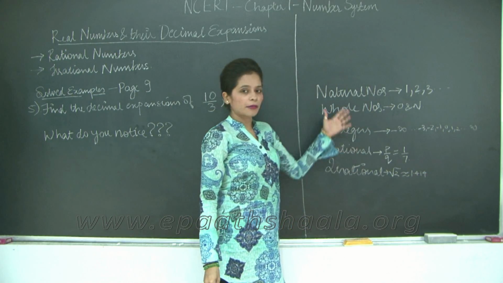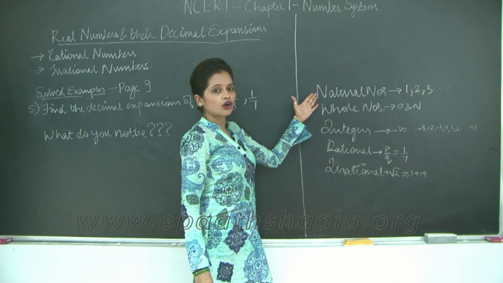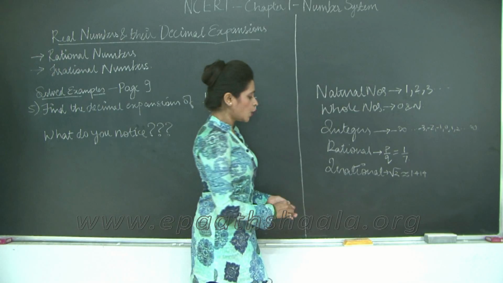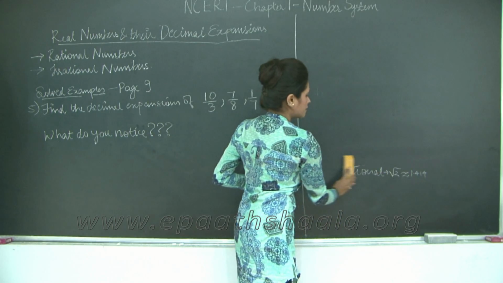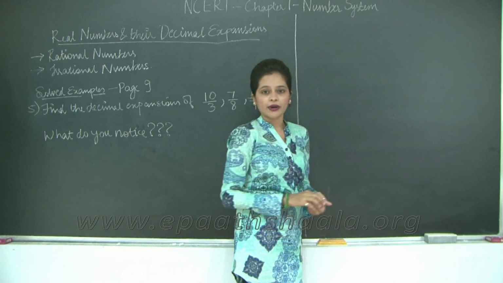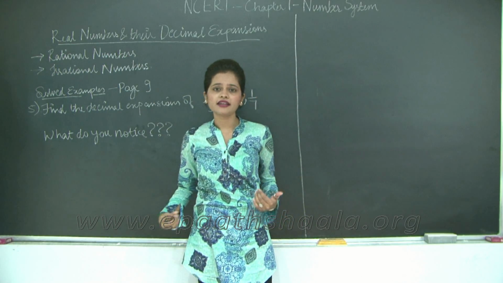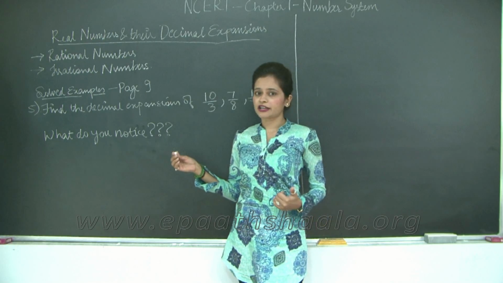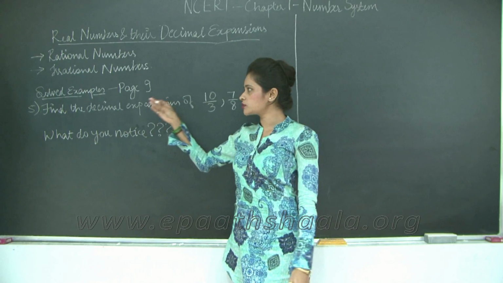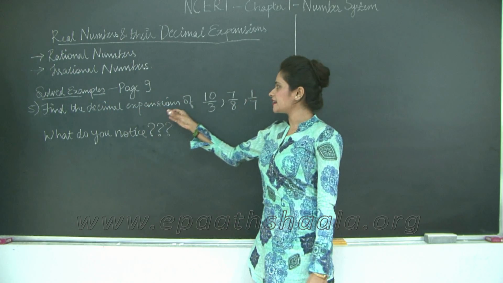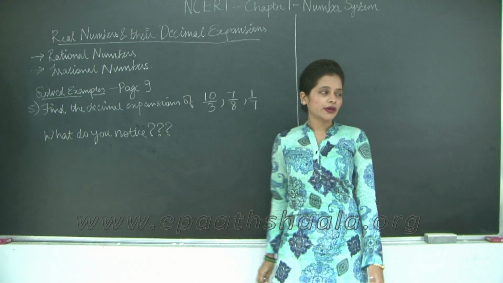So, you will notice that amongst all your real numbers, you will find decimals only in rational as well as irrational numbers, but not in natural numbers, whole numbers and integers, which is why we are going to look at the decimal expansions of rational numbers and irrational numbers, right? Since we are familiar with rational numbers, let us take a look at the decimal expansions of rational numbers. I am going to refer to page 9 of your textbooks, the solved example number 5. Find the decimal expansions of 10 upon 3, 7 upon 8 and 1 upon 7, okay.